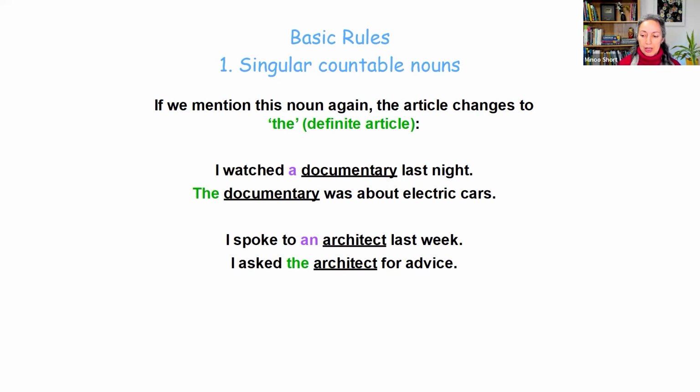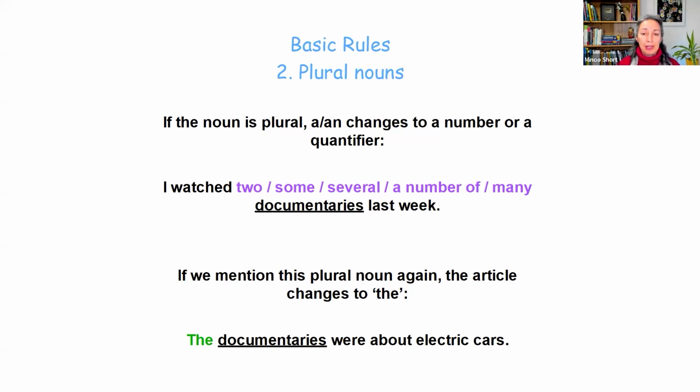All right. So now let's look at the rules for plural nouns. If the noun is plural, a or an changes to a number or a quantifier. So I watched two documentaries, some documentaries, several, a number of, many documentaries, plural noun. And again, if we mention this plural noun again, the article changes to the. The documentaries were about electric cars. So the rules are simple. I think you have heard them and used them many times. So let's see where the common mistakes come from.